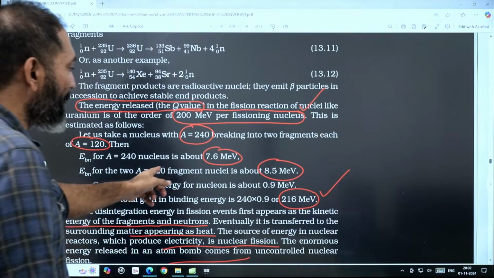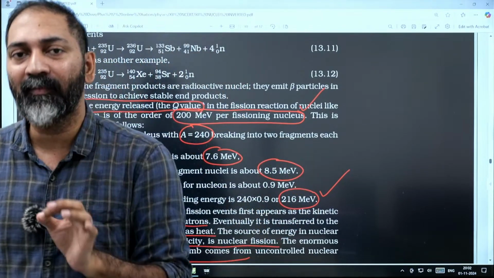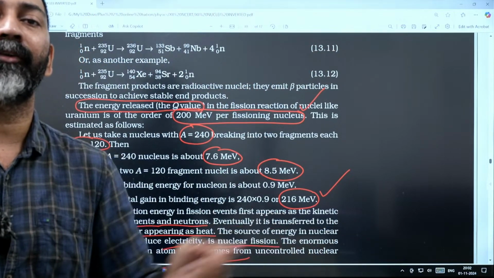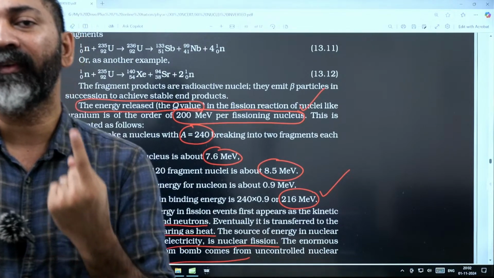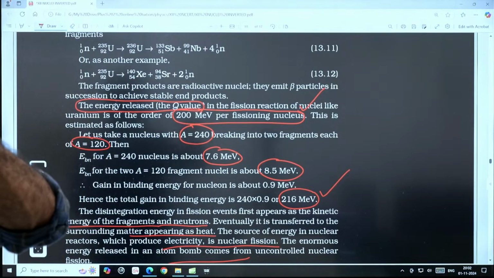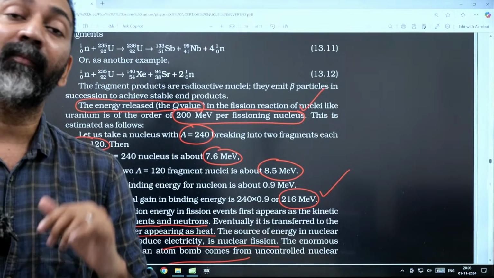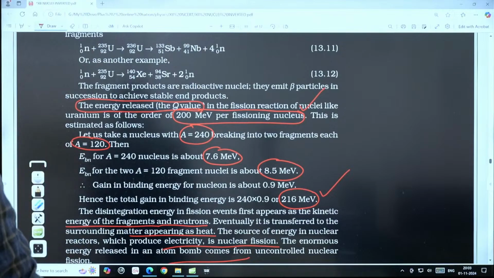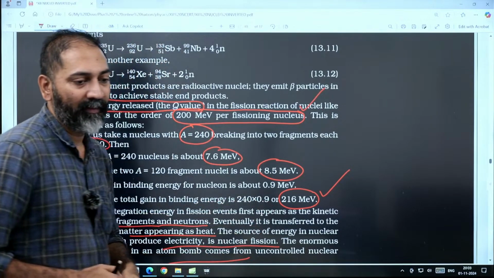In this example, please note it down, it's a very important example. Originally there was a mass number 240 nucleus. It splits into two 120 nuclei. First we found the gain in binding energy of one nucleon, which is 0.9 MeV. But mass number 240 has 240 nucleons, so the total gain in binding energy is 240 into 0.9, that is 216 MeV. Any doubt?